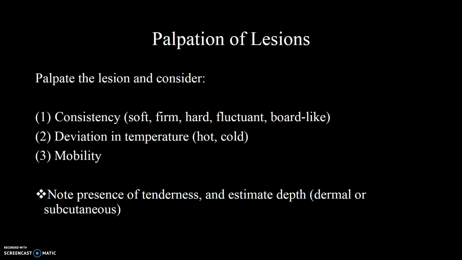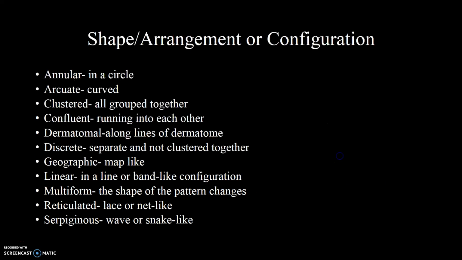We are required to palpate, or should, in a good physical assessment, most lesions. So we're looking for consistency. Is it firm, soft, hard, fluctuant, or board-like? Deviation in temperature. Is it hot or cold? Today's case study is hot. It's very warm to touch. Is the lesion or rash mobile? Is there any mobility or is it fixed? And that can also be a diagnostic indicator. We're looking and assessing for tenderness. And we're trying to estimate the depth of the lesion or rash. Is it dermal or subcutaneous?